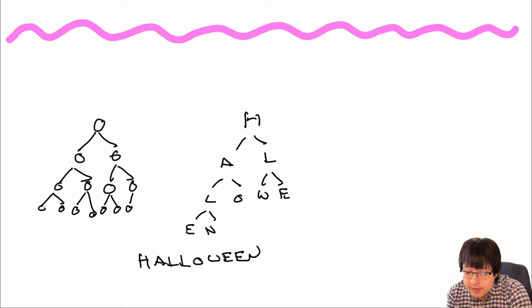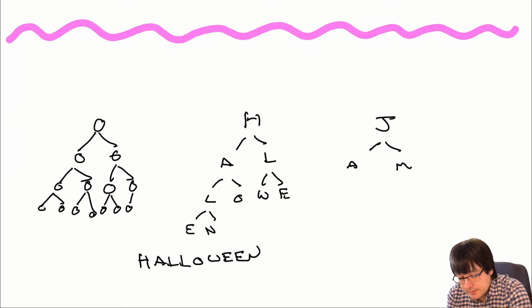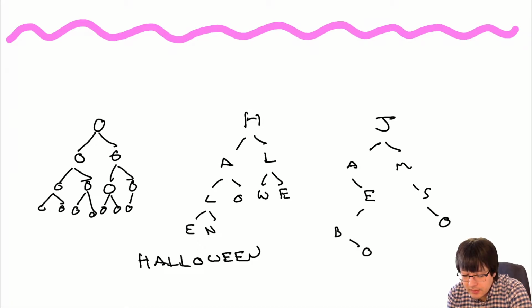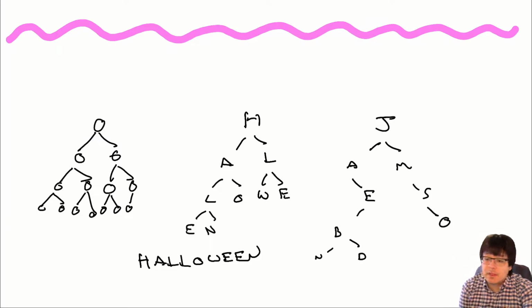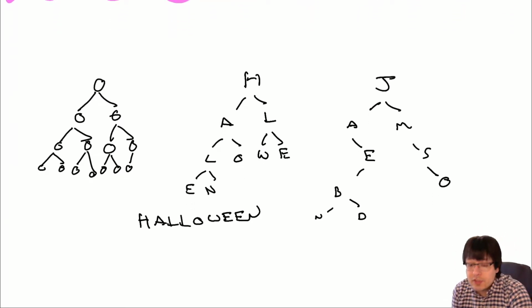So let's say we're making the tree James Bond. Okay, let's not get too carried away with this. So James, maybe we do it like that, and ND. Okay, so the level order traversal of this is James Bond indeed.